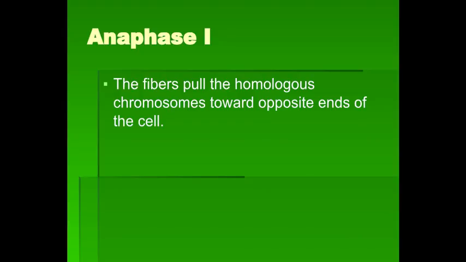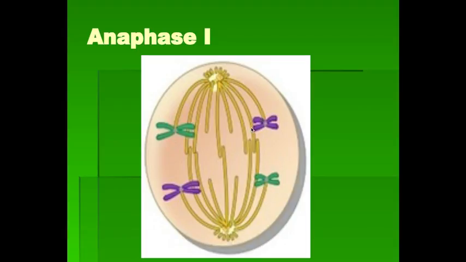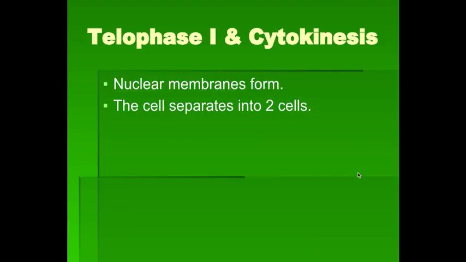That way, both cells are going to have information from those homologous pairs. That way, each cell has the information that it needs. So you see here where the pairs are being separated, those chromosomes are being pulled to the poles by spindle fibers. Then we have telophase 1 and cytokinesis.